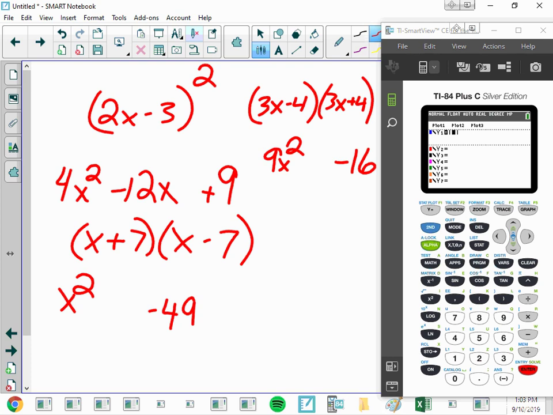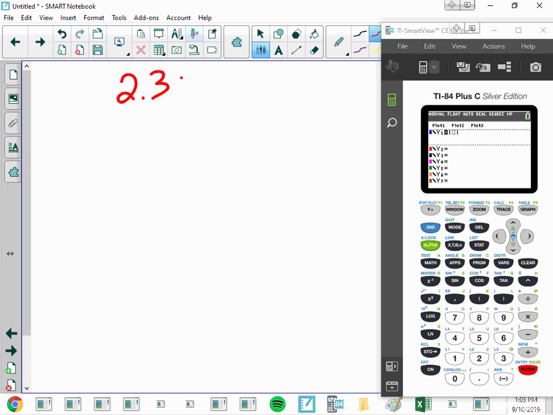All right, your assignment for 2.3 is 3 through 23 odd, and then 31 through 35 odd.